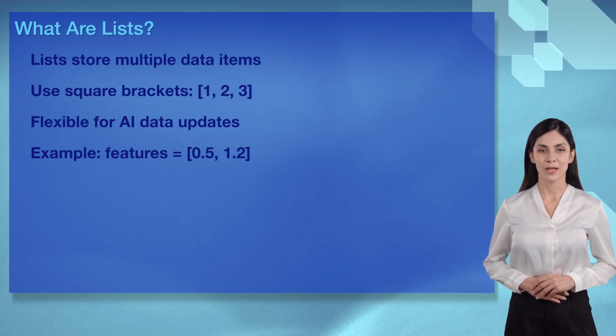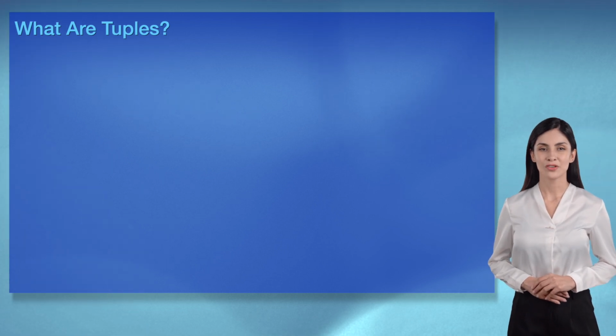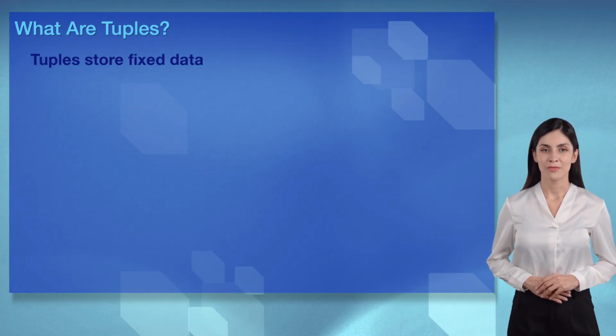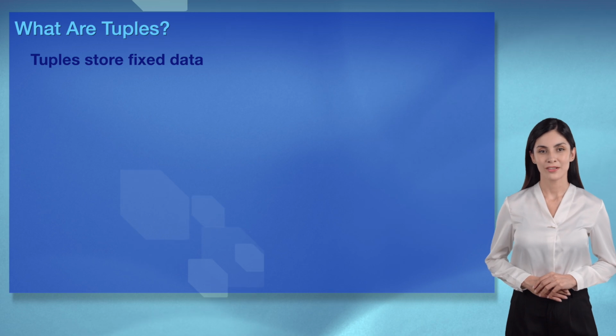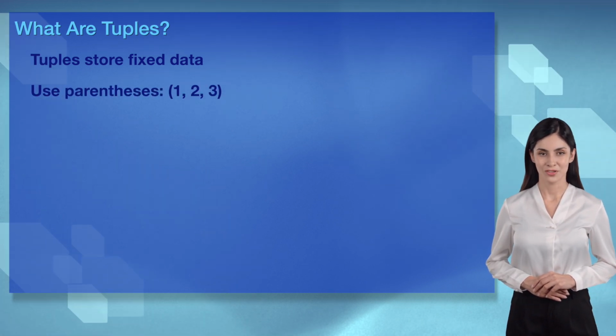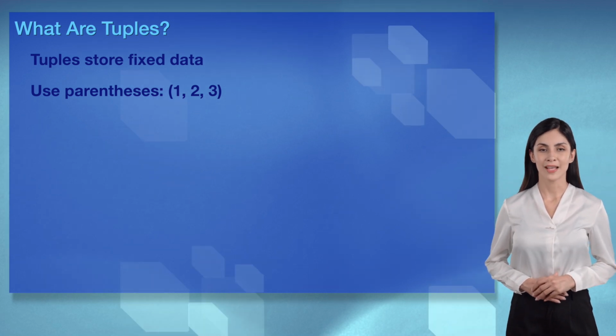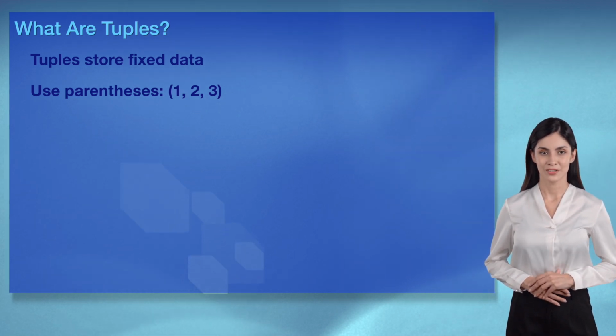Lists are AI spellbooks. Tuples are like enchanted boxes in Python, wizards, holding data that shouldn't change, like model parameters or fixed settings. You create them with parentheses, like params = (0.01, 100). They're fast, secure, and perfect for AI tasks where data needs to stay constant.